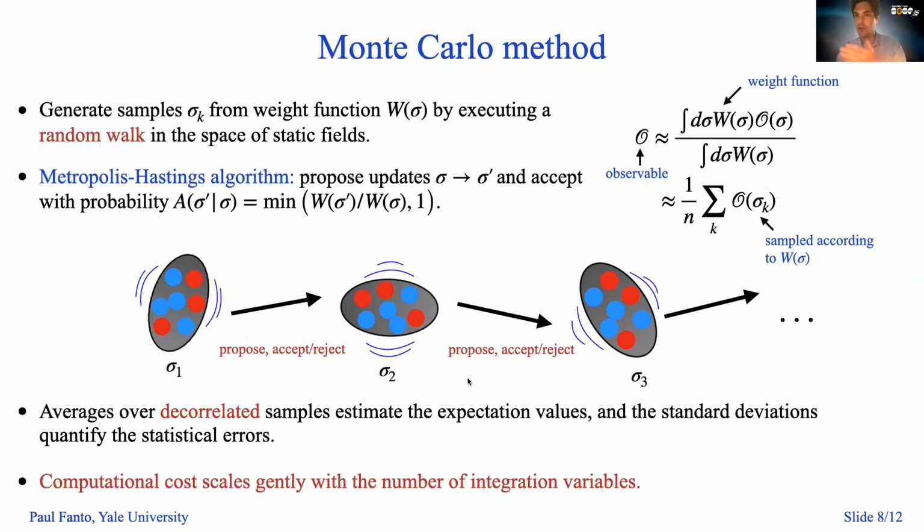We take samples along this walk that are separated by enough steps so that they are approximately statistically independent. And then the averages over these decorrelated samples estimate the true expectation values. And the standard deviations quantify statistical errors on these Monte Carlo estimates. The power of this method comes from the fact that its computational cost scales very gently with the number of integration variables.